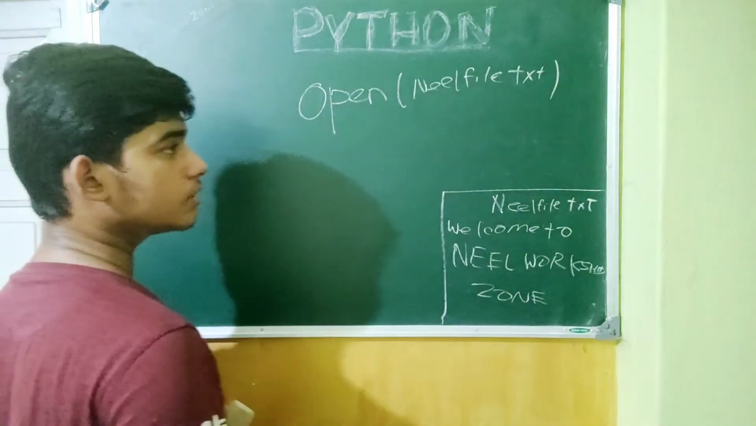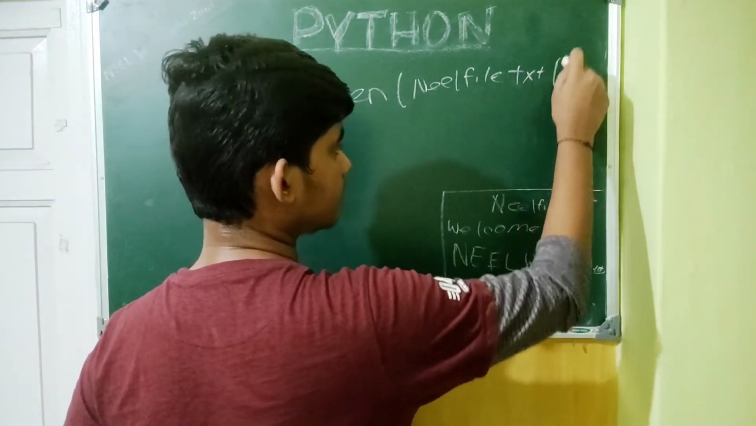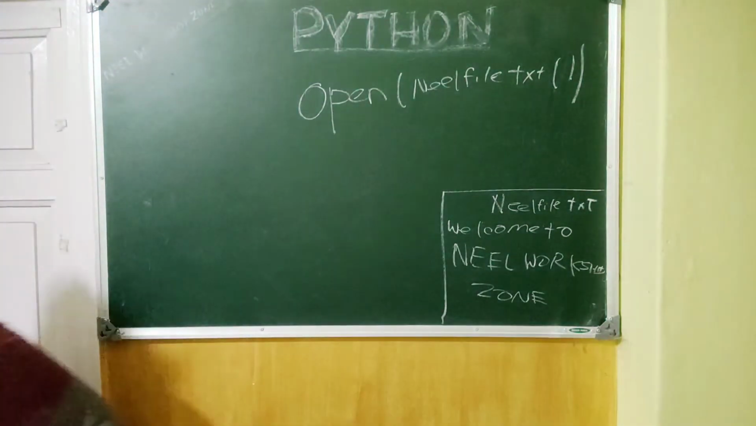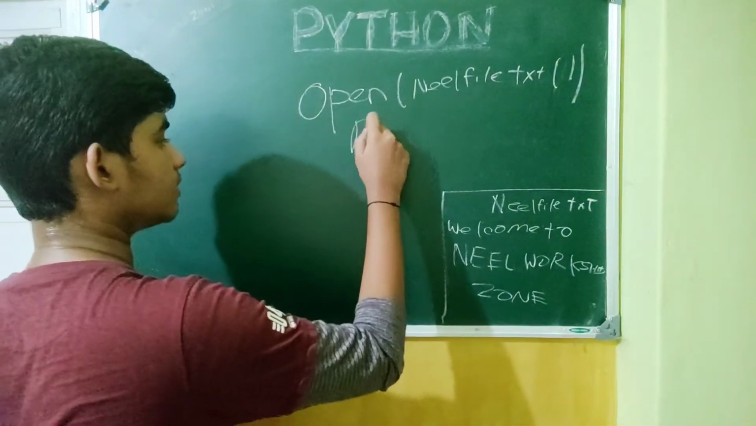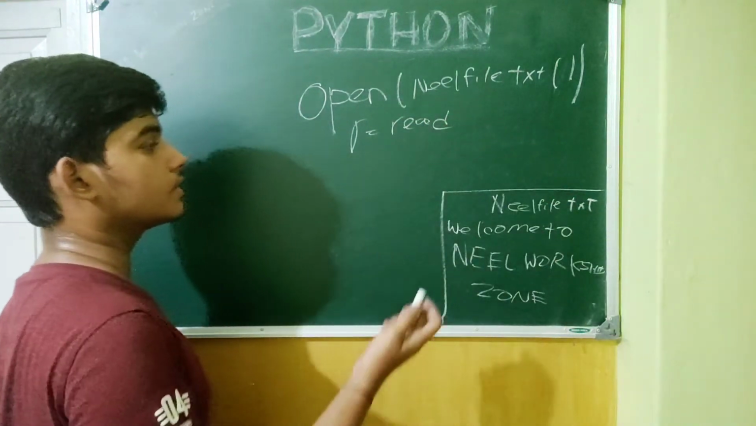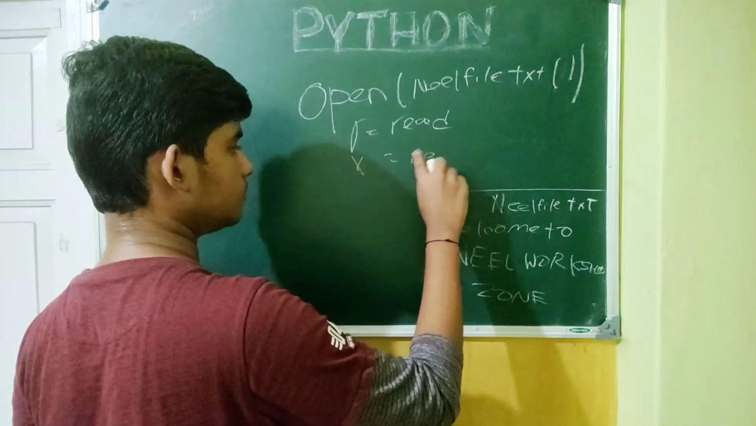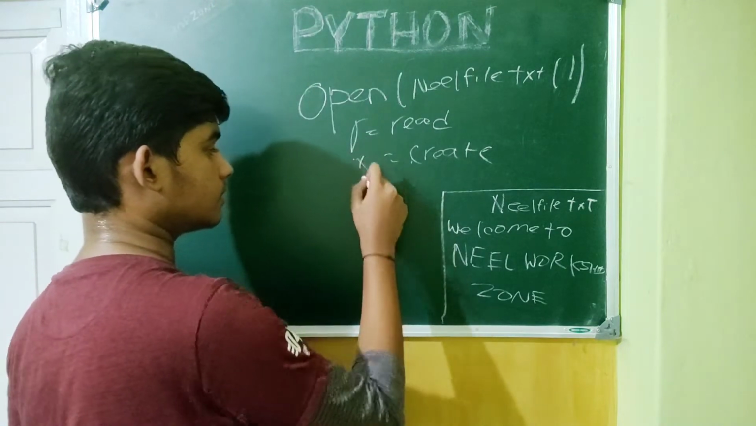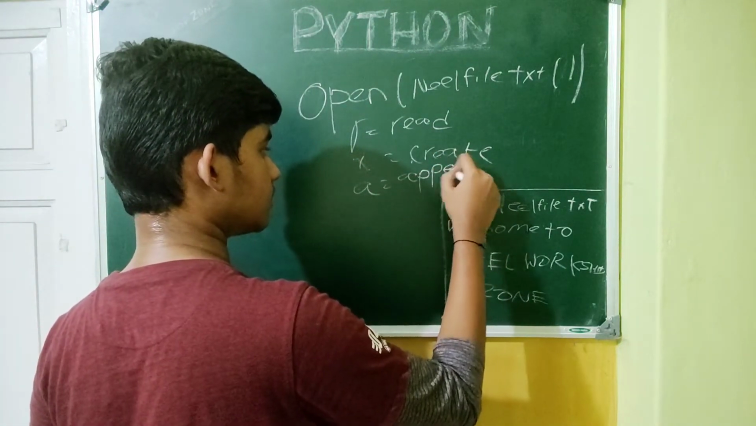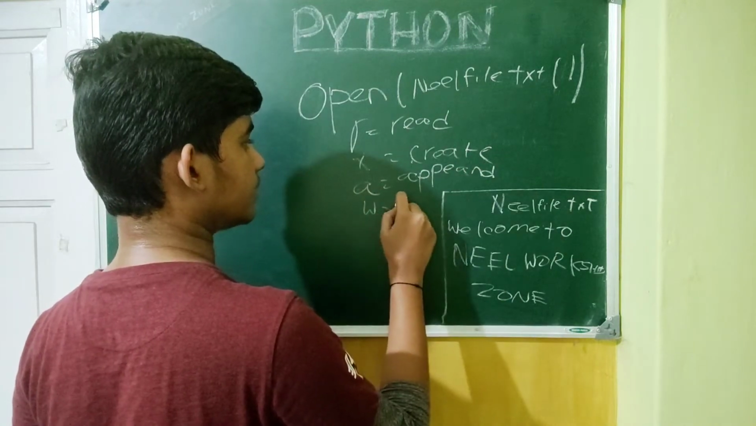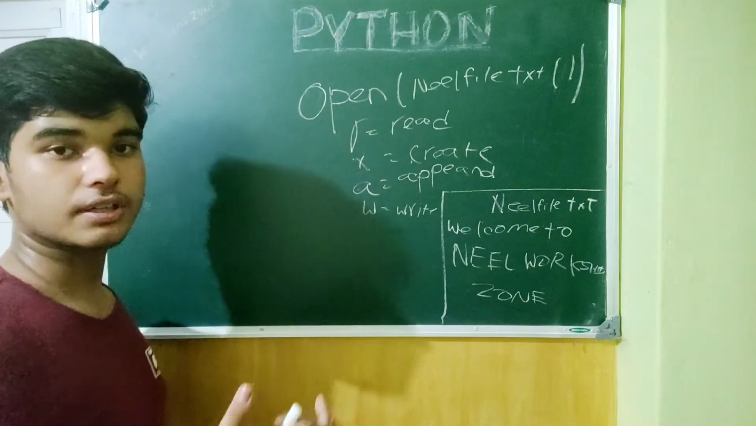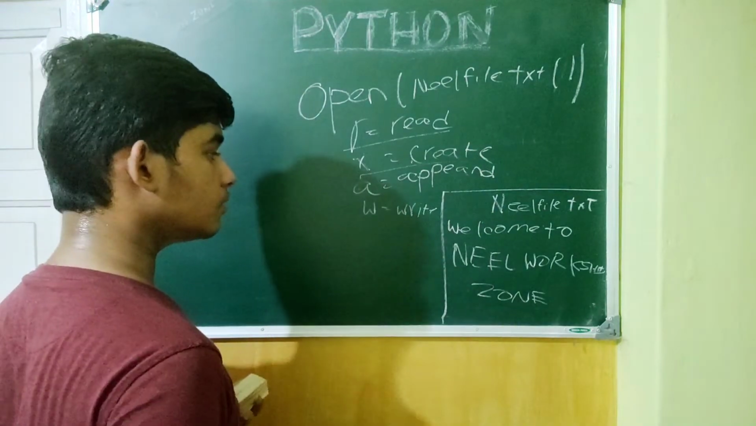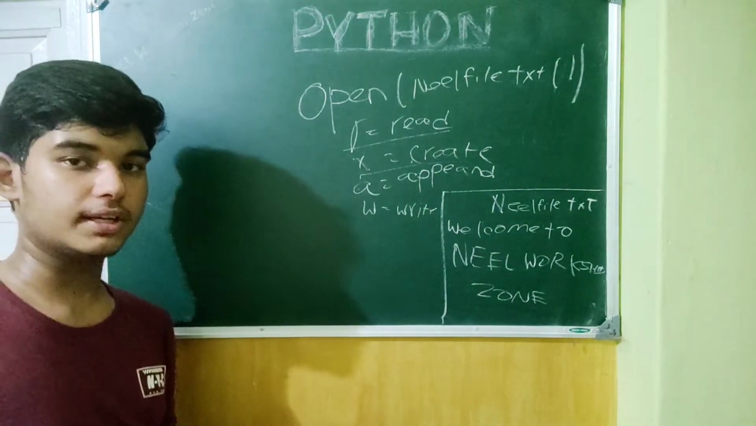This is a simple way of doing it, but you can also add another bracket over here and add a specific way you want to open the file. So we have different modes, for example R for read, X for create, A for append, and W for write. So these are the 4 ways you can open a text file. You can use R to read, X to create a new file, A to append to the old file, and W to rewrite a new file.